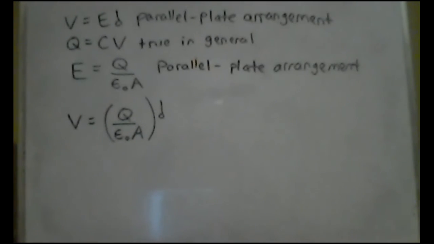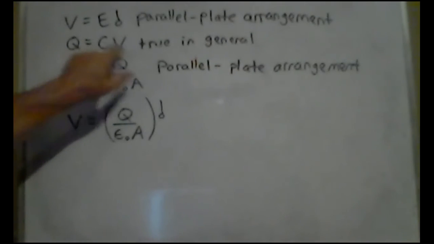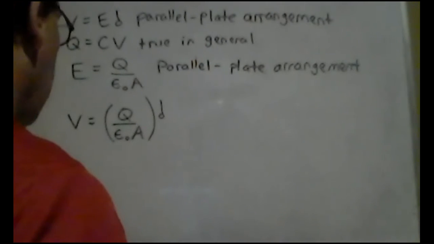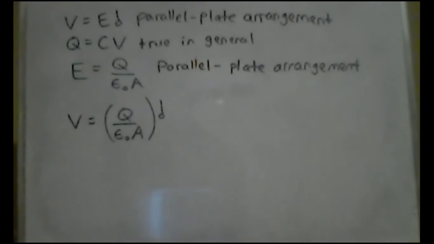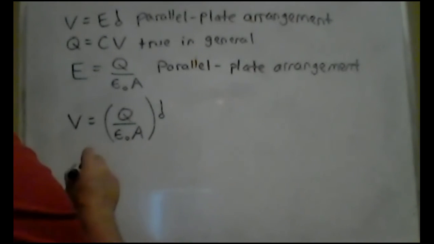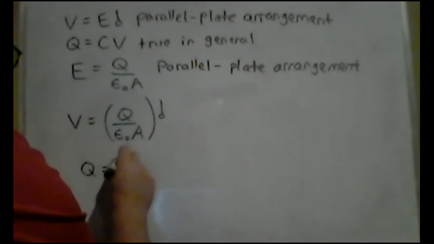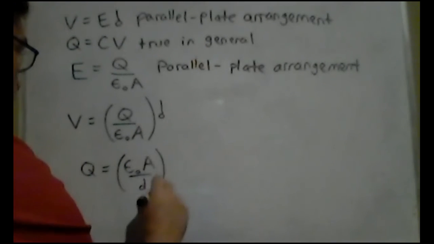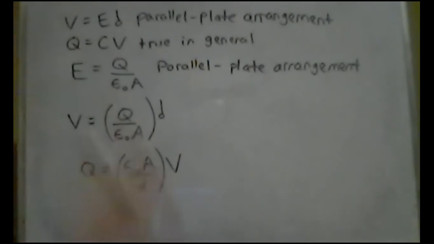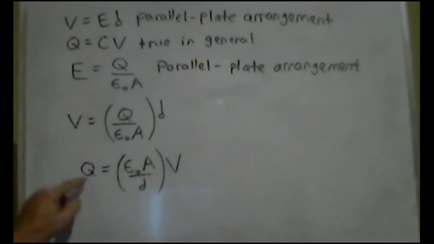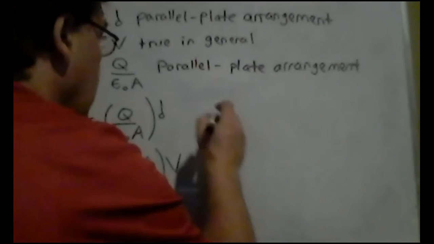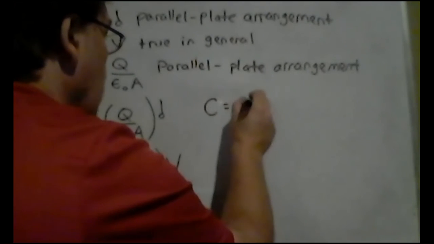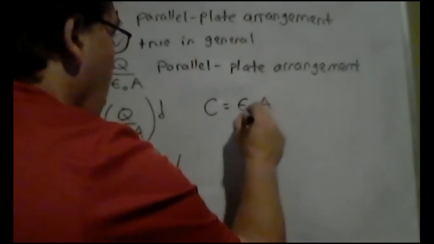And now let's do a little rearrangement. I want to have Q equals something times voltage, right? So I'm simply going to multiply both sides by epsilon naught A over D. And I do that, I get Q equals epsilon naught A divided by D multiplied by V. And look at this. Q is CV. Q is something times V. So I just derived what the capacitance is for a parallel plate capacitor. The capacitance for a parallel plate capacitor is epsilon naught A over D.